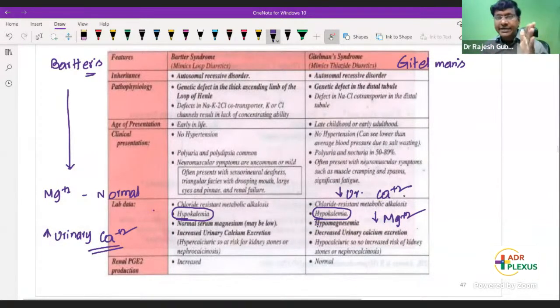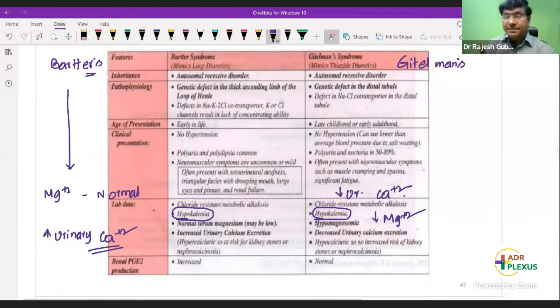So the Bartter's, what will it mimic? It will mimic the loop diuretics, whereas Gitelman's will mimic the thiazide diuretics. So these are all the etiologies which will cause the hypokalemia, right? And Harini was asking me about the hypokalemic periodic paralysis.